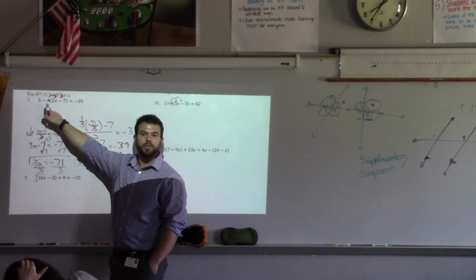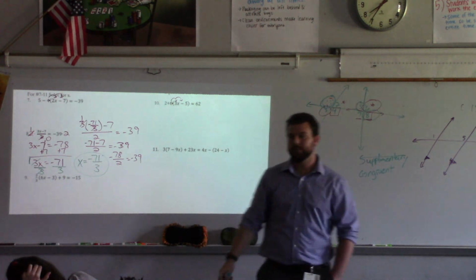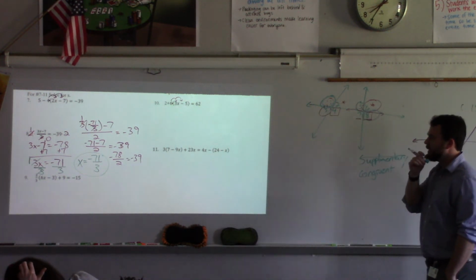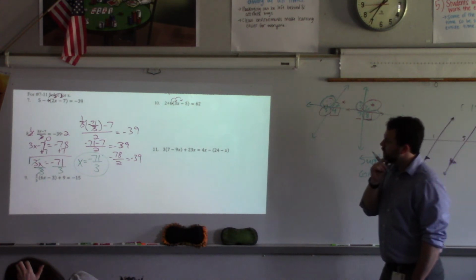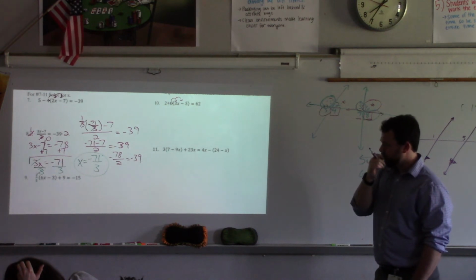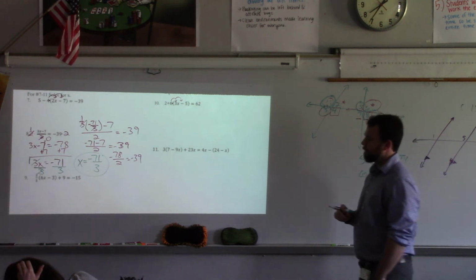I'm not distributing a 4. What kind of 4 am I distributing? A negative 4. You've got to be careful about that. So I'm not going to work those all the way out, but you have to be careful about distributing that 6 or that negative 4 there. On 7 or 10, okay? Be careful.